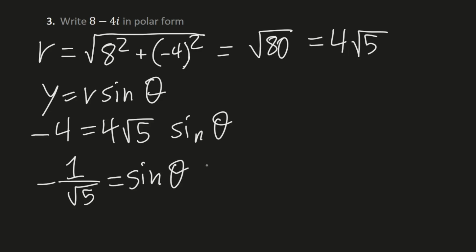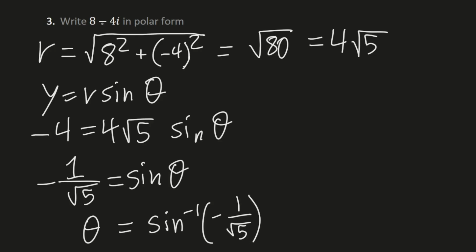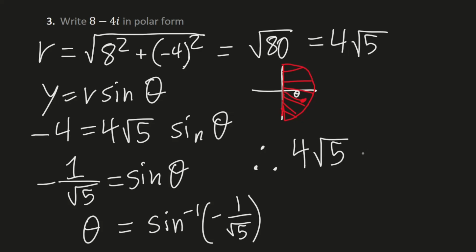Now this is not one of the nice numbers to solve for, and so I'm just going to write theta as being equal to inverse sine of negative 1 over square root of 5. And I'm going to leave it like that. Looking at this complex number, we're going to be in quadrant 4. It's going to be somewhere down here. And the range of inverse sine is between negative pi over 2 and pi over 2, which means that evaluating this will give us the angle that we want in quadrant 4. Now we have everything we need, and let's just write it in polar form.